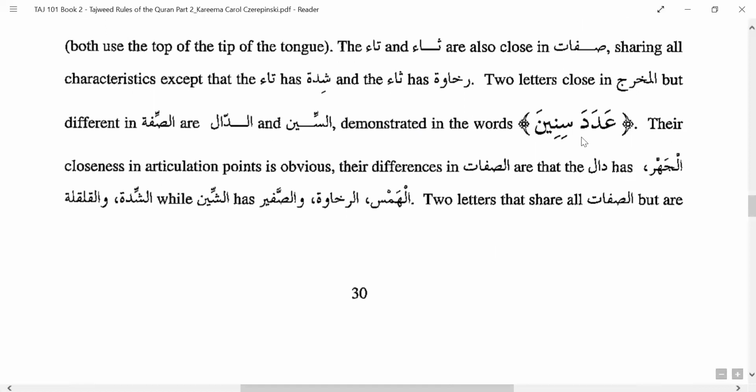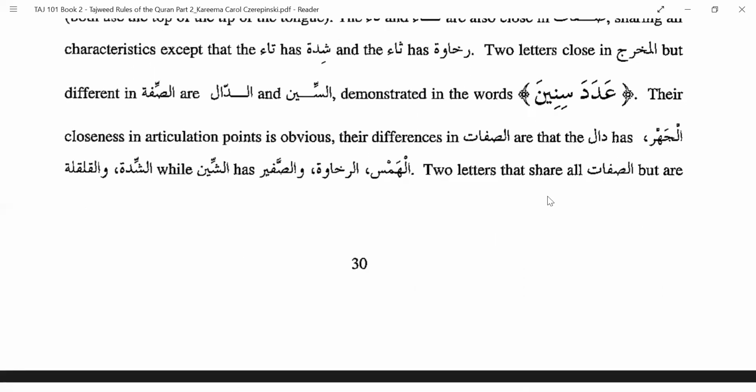Then we saw dal and seen again. Dal and seen have different sifat. Characteristics are different. Makhraj is quite close. Dal, seen, very close makhraj. But their sifat is completely different. Dal has qalqala, seen doesn't have a qalqala. They're completely different. Dal has shidda, whereas seen is rokhawa. Then dal is having jahr, it's a strong letter. And seen has safir, which is not there in dal. Here there is a typo. It is not sheen here, this one. It should be seen, the alphabet seen.